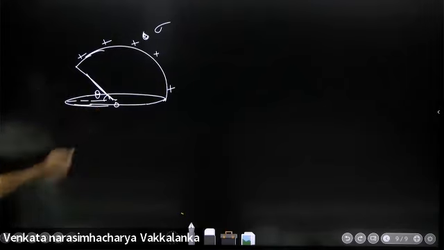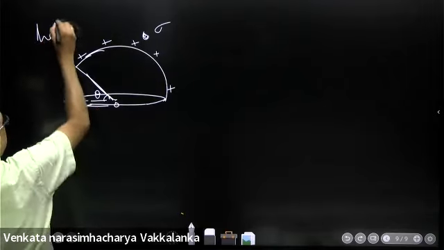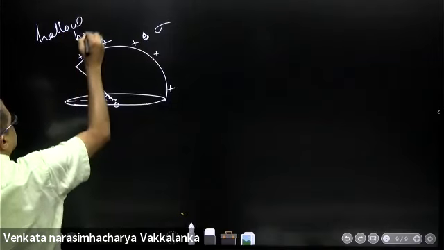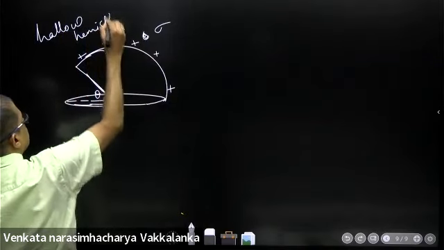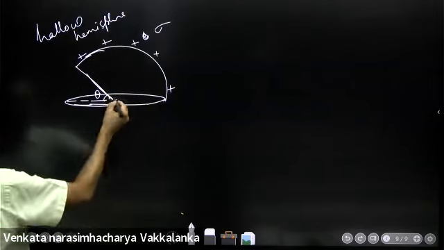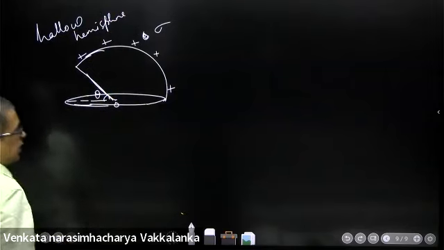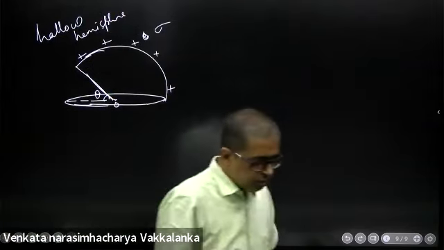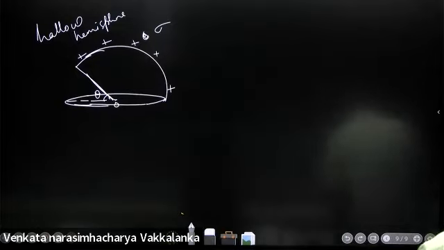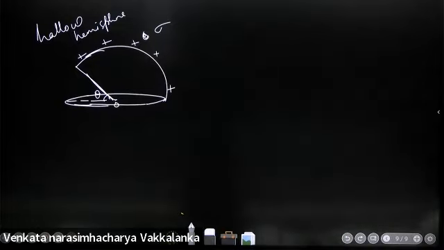Find, it is a hollow hemisphere. Find the field at O when one section of this is removed. Sigma is the charge density, charge per unit area.